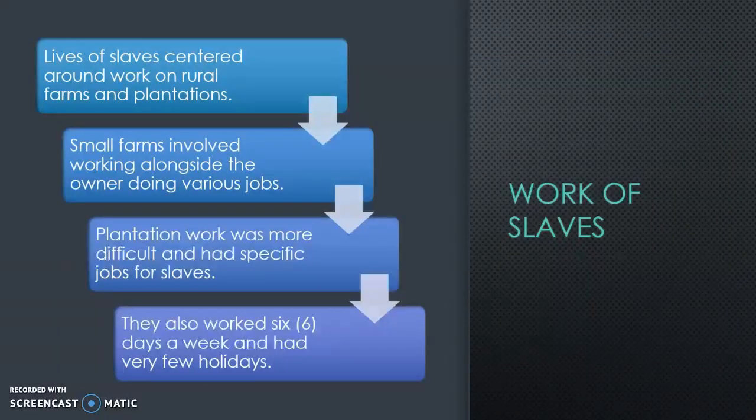So the work of slaves. Lives of slaves centered around work on rural farms and plantations. So again, the southern economy was based on agriculture, based on cotton. So a lot of slaves are going to be involved in working on farms or plantations. Sometimes the slaves would work alongside the owner on small farms doing various jobs, maybe plowing a field, maybe fixing the barn, taking care of the livestock, whatever the case may be.